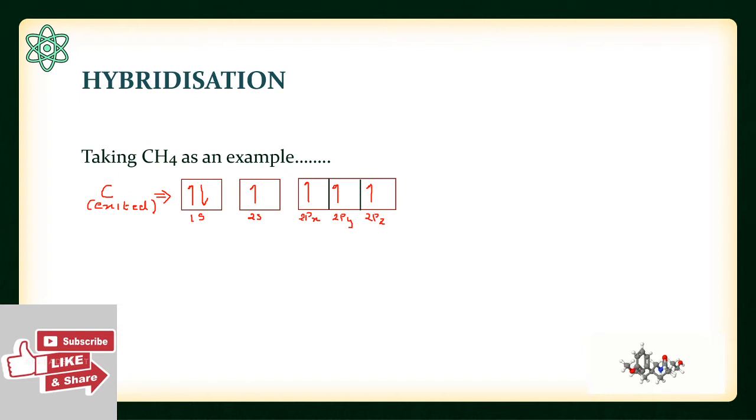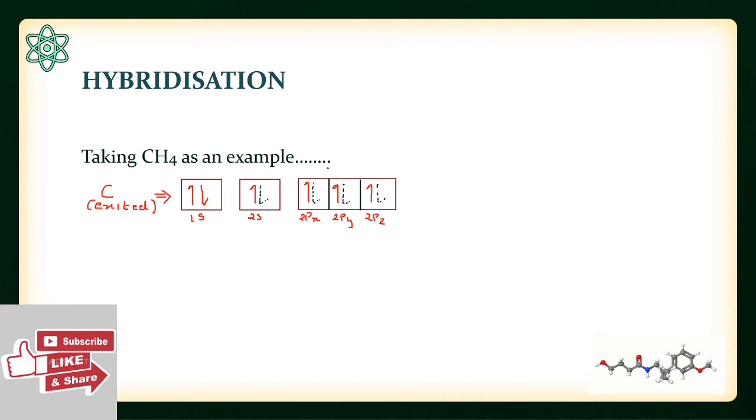Now, the atomic orbital of hydrogen, that is the 1s orbital of hydrogen, overlaps. In CH4 there are four hydrogens. One hydrogen will come and overlap here: its 1s orbital will overlap with 2s. The second hydrogen will overlap with 2px, the third with 2py, and the fourth with 2pz. So the four hydrogens have come, overlapped and made bonds.